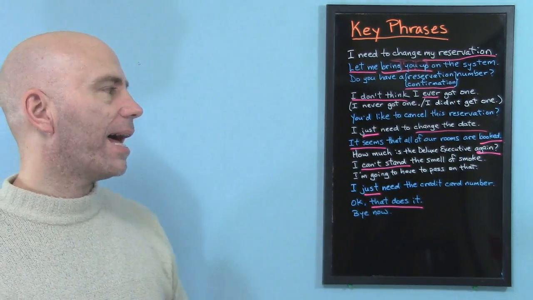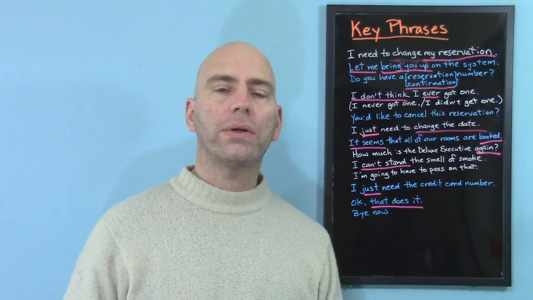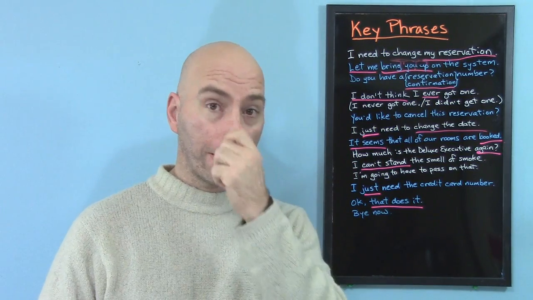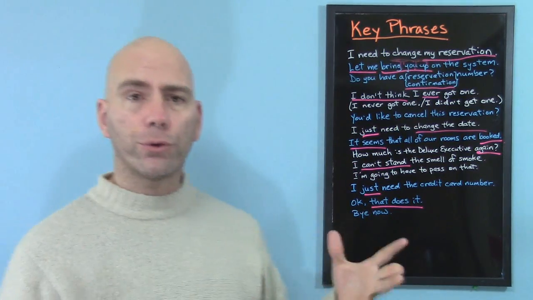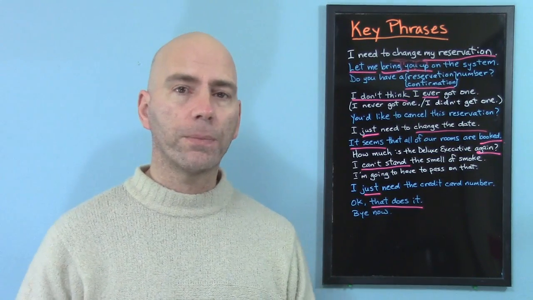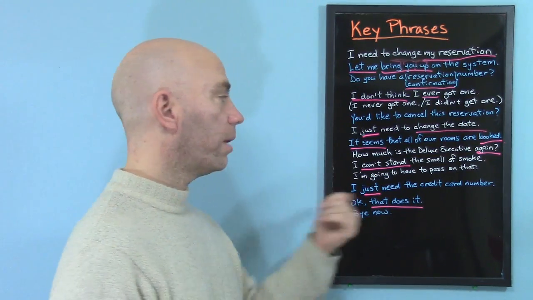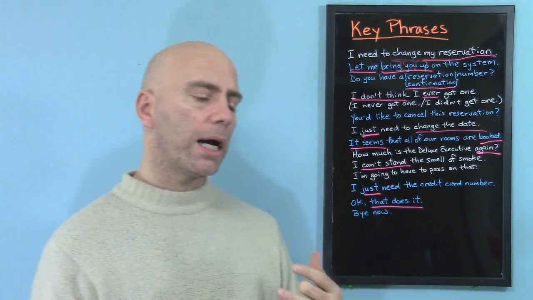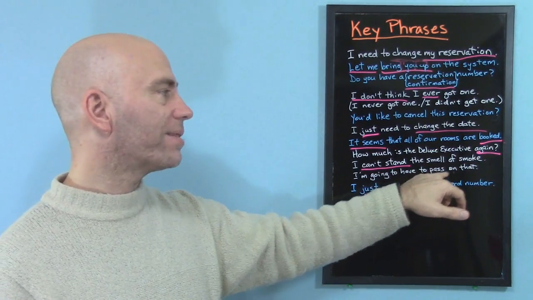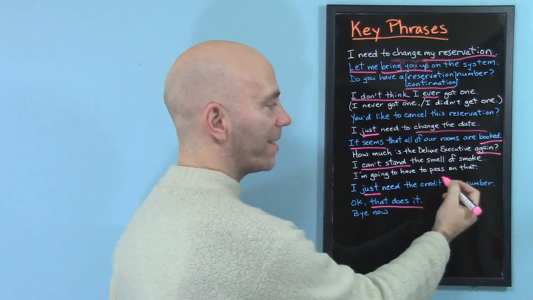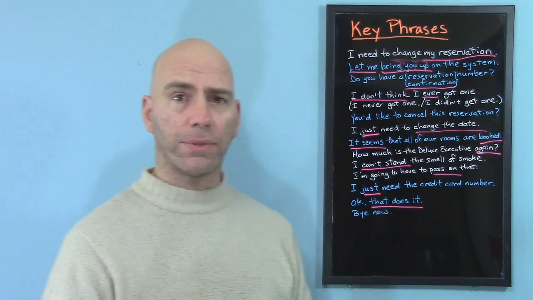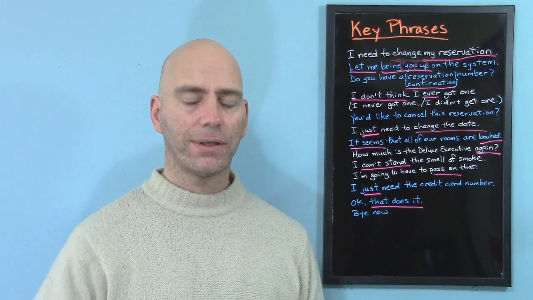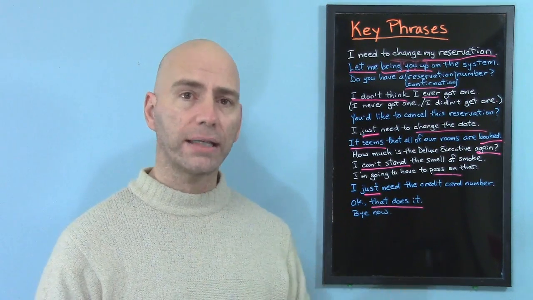Next, I'm going to have to pass on that. So when Pierre said the only standard room available is a smoking room, I answered, I'm going to have to pass on that. When you pass on something, it means no thank you. Not this time. So it's a way of saying no thanks.